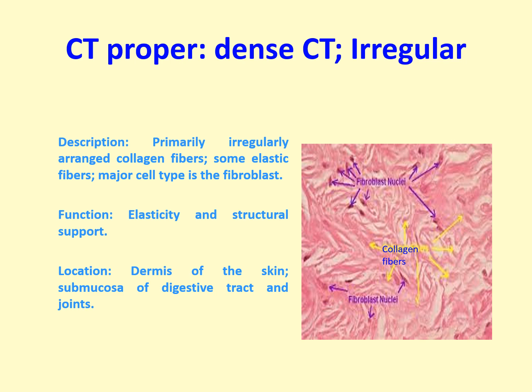Here the collagen fibers are arranged irregularly. That's why the name is irregular dense connective tissue. They are found in the dermis of the skin.